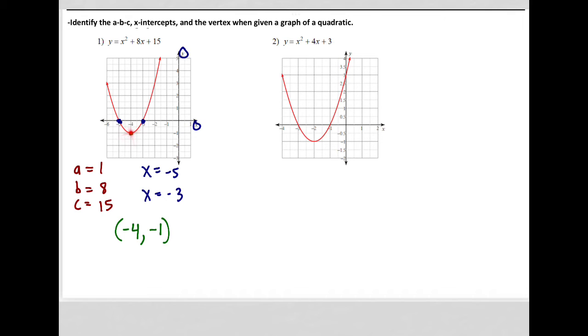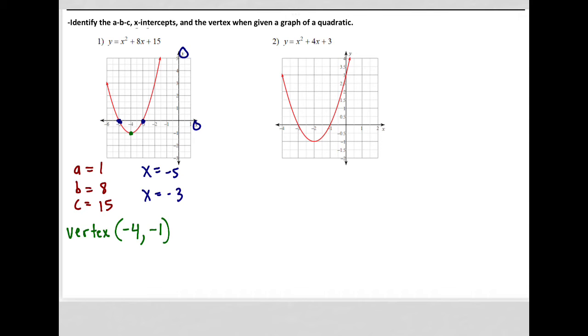Again, it's where this point would touch on the x if you went up to it, that would be at -4, and where it touches on the y if you went over to y, -1. And so this is our vertex. And that's all we're doing, folks. So we'll do another one. Let's look at number 2.